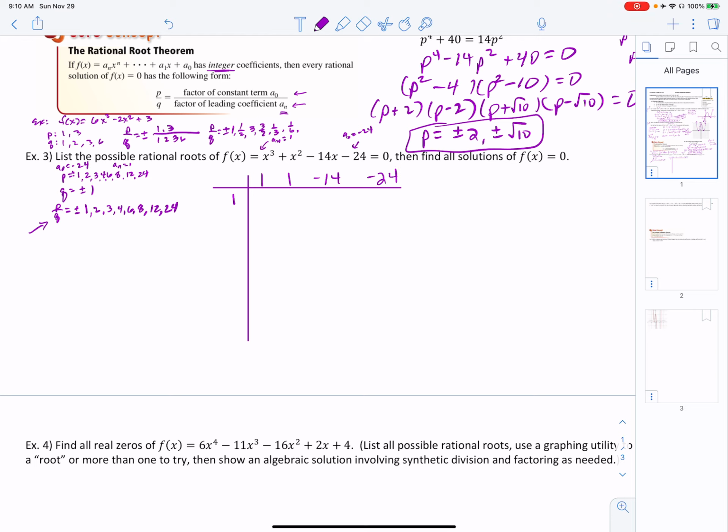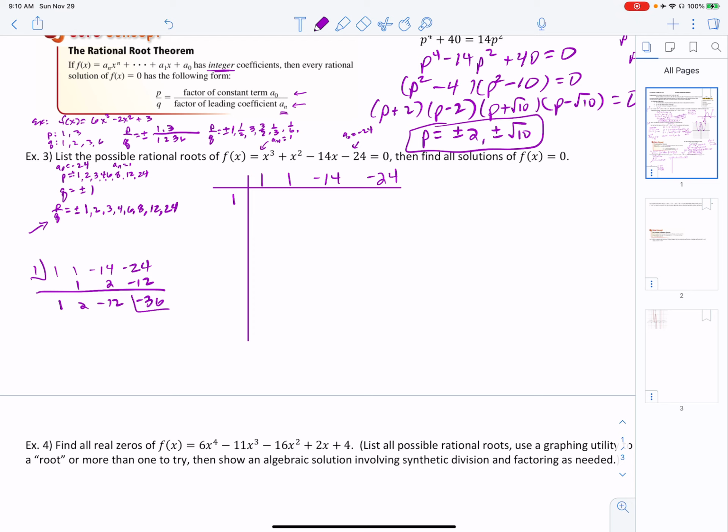Basically what I'm doing is I'm going to take 1 into 1, 1, negative 14, negative 24, and do synthetic division. But I'm just going to show this last row. So if I bring down the 1, I have 1 times 1 is 1, add, I have 2. 2 times 1 is 2, I have a negative 12. 1 times a negative 12 is a negative 12, and I get a negative 36. That did not come out to 0, so 1 is not going to be one of my rational roots.